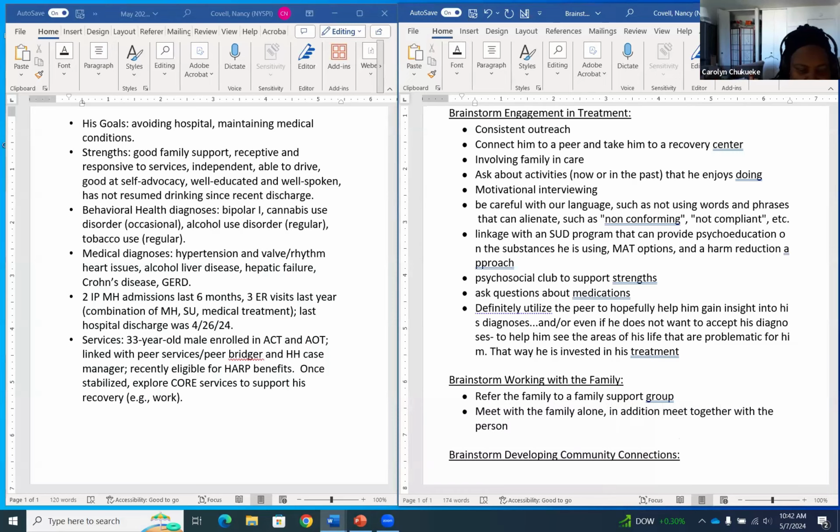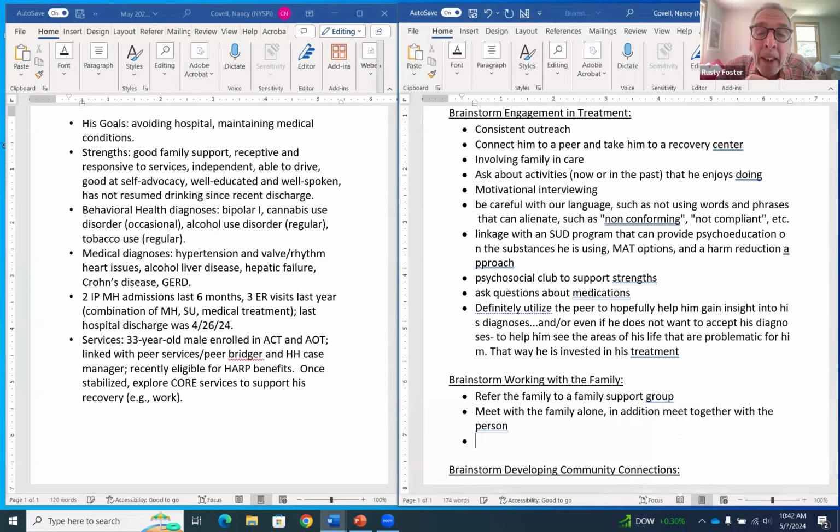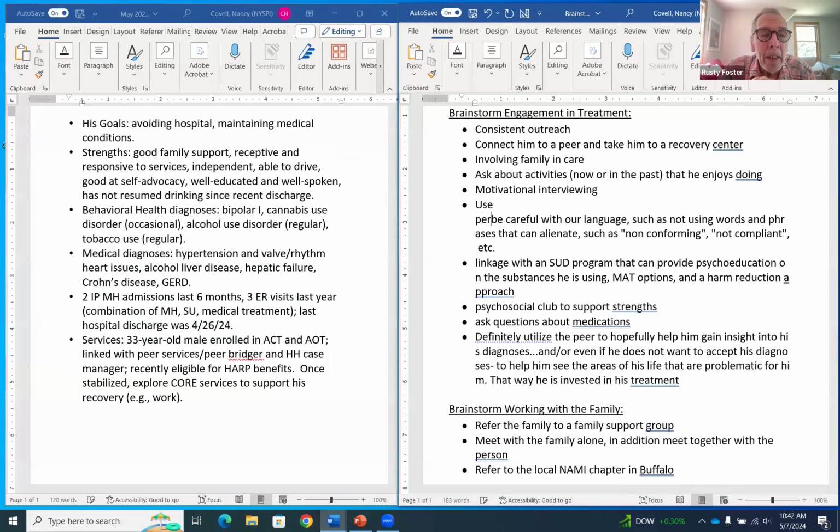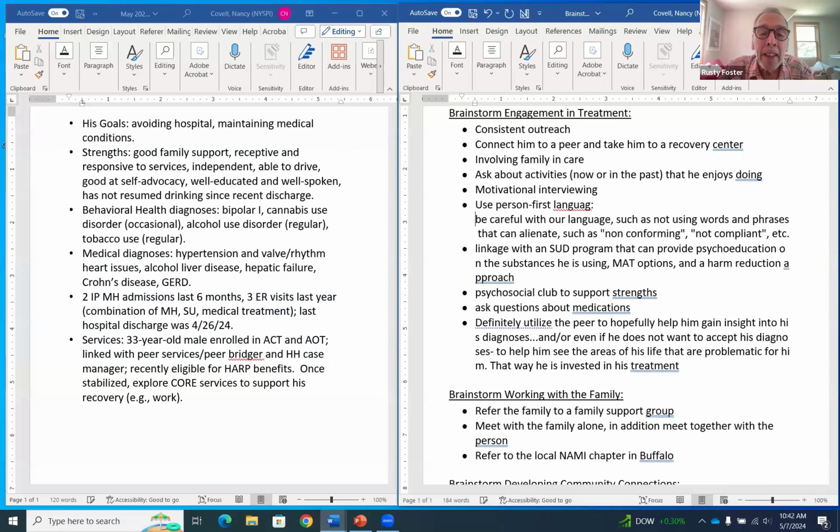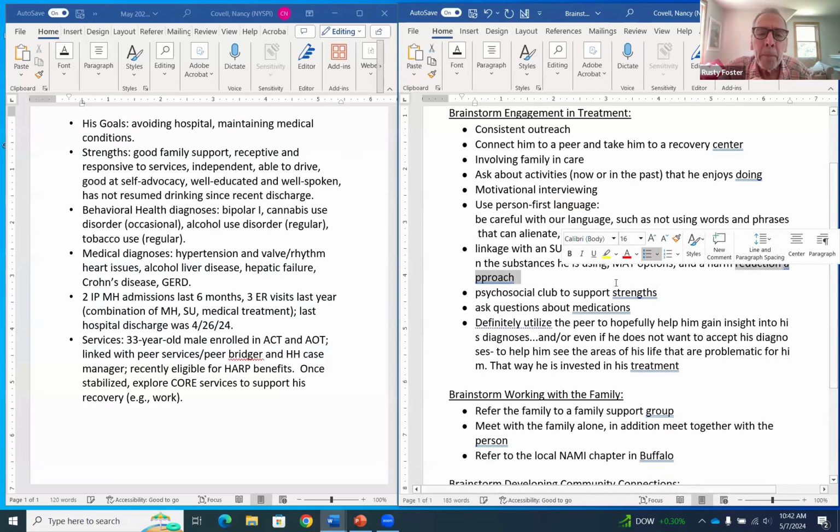Yes. Okay, got it. Anne Marie Scott said, be careful with our language, such as not using words and phrases that can alienate, such as not conforming, not compliant, etc. Some of this, Anne-Marie, is like using person first language. So, non-conforming, not compliant. It's more like the things he's not doing, and maybe focus more on the things that he is doing. So does that sound all right, Anne-Marie, in terms of what you were saying?